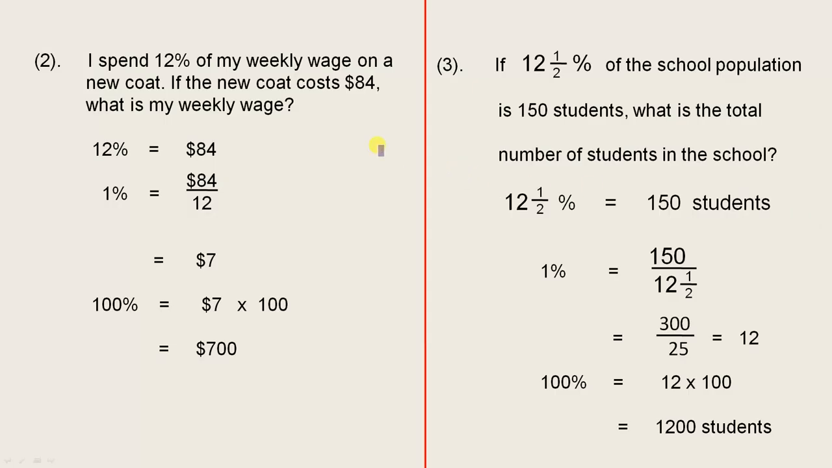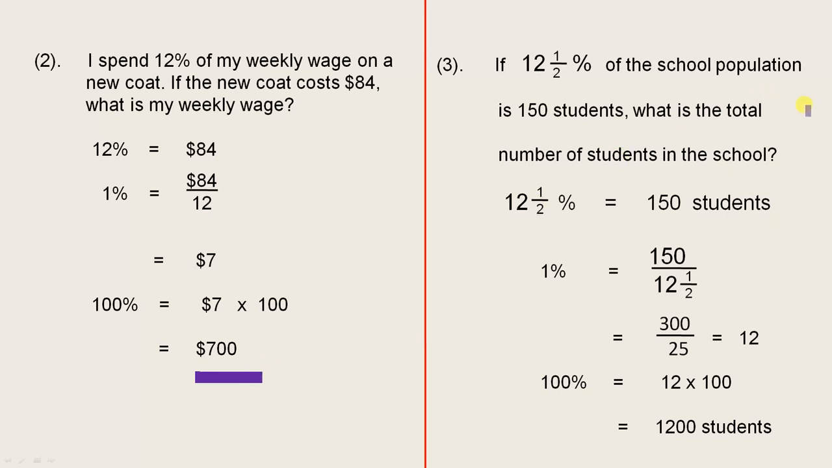Number 2. I spend 12% of my weekly wage on a new coat. If the new coat costs $84, what is my weekly wage? So 12% is $84. That's the first point in the guidelines. Then we find 1%, which is $84 over 12, and that gives us $7. To find 100%, you multiply $7 by 100 to give us $700, and that is the weekly wage.